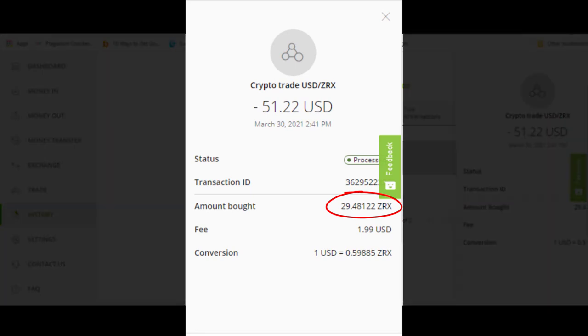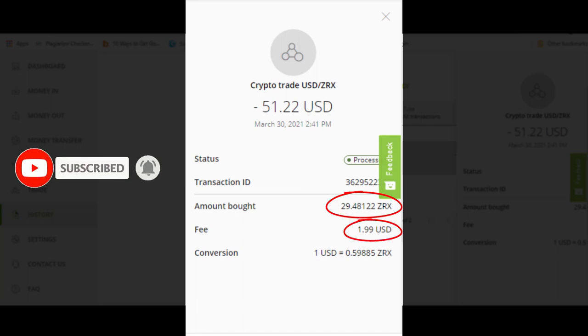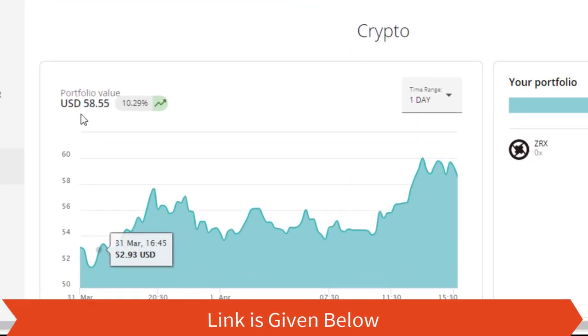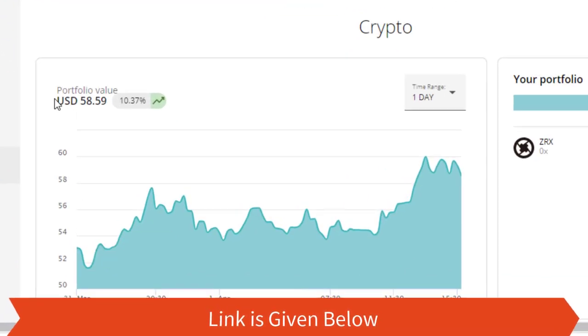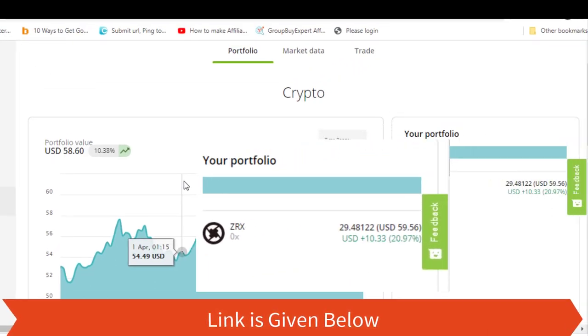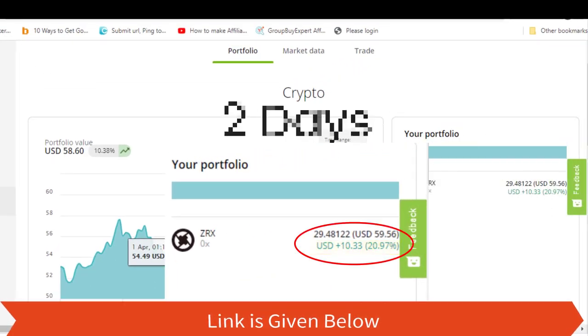We bought 29.48122 EtherDAX tokens. For the transaction, they charge a fee of 1.99 USD. The overall cost was 51.22 USD. Now look at the current value of the tokens I bought. It is around $58. So you can see that the change of the price today is around 10%. So I have made around 20% profit within 2 days.